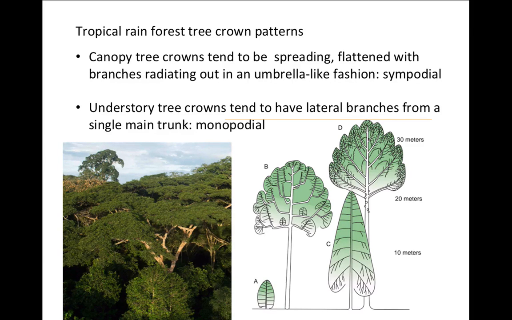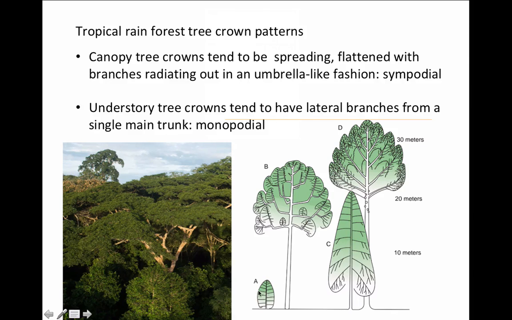Now let's head on over to the other end and talk about tropical rainforest tree crowns. If it's a canopy tree, it's going to take advantage of capturing as much sunlight as possible. A characteristic shape for a canopy tree crown would be to branch out, and branching out from those branches to create what's been described as an umbrella-like shape, or also called sympodial.